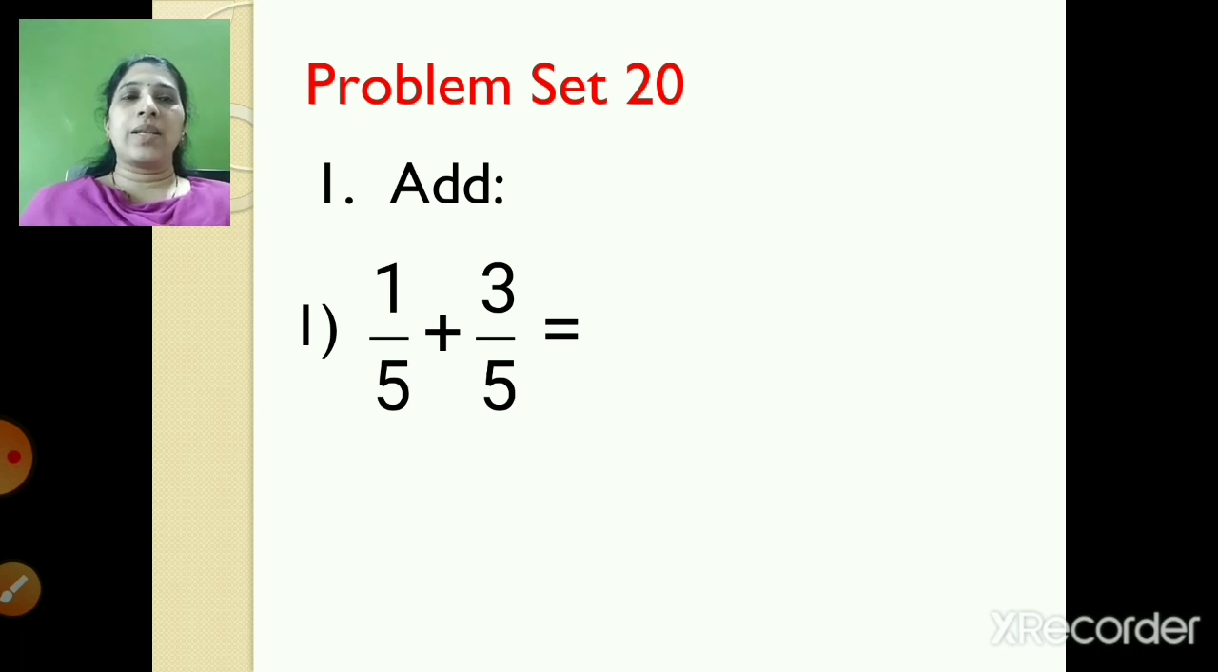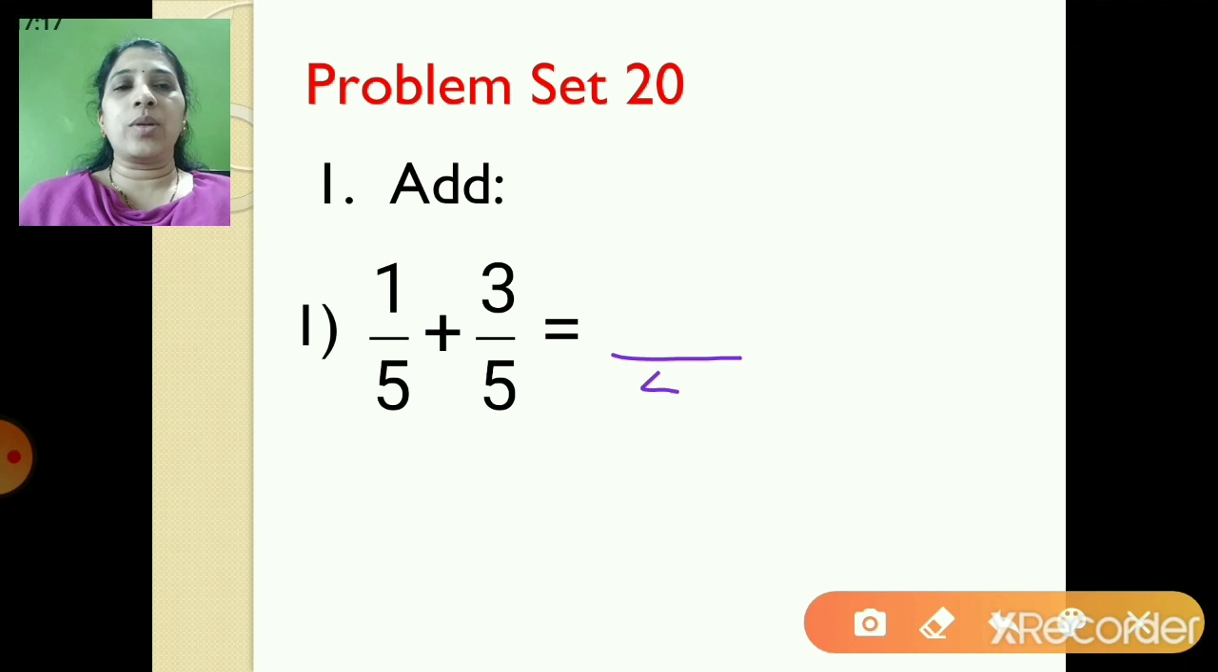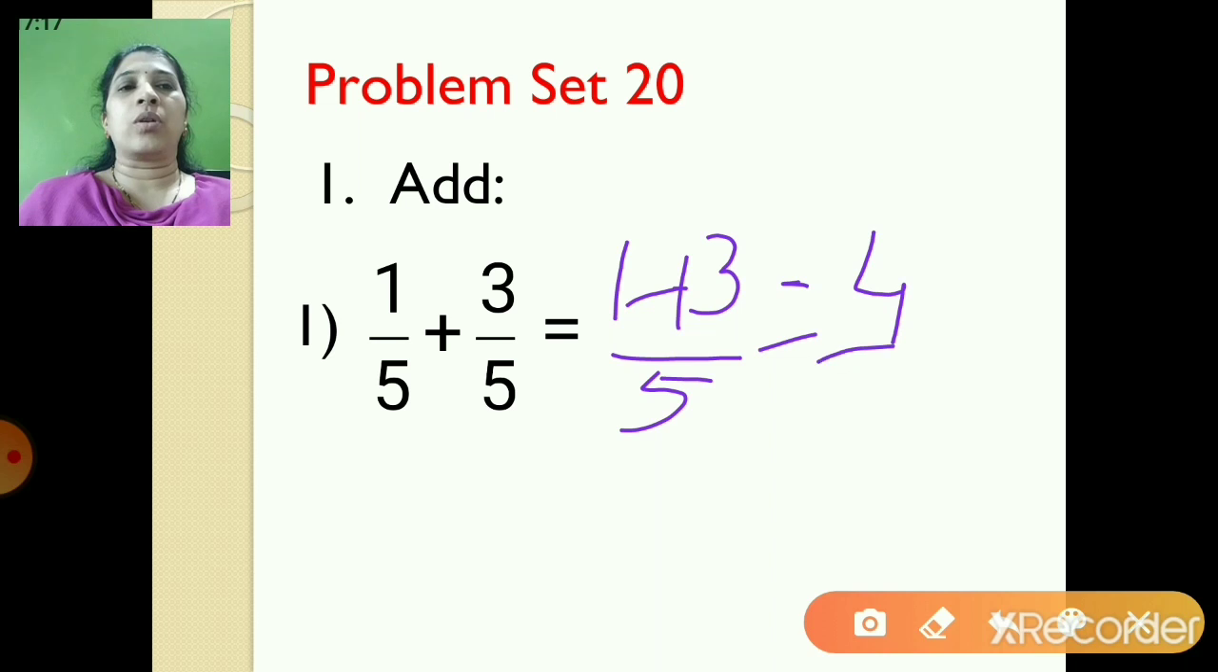What is first one is add 1 upon 5 plus 3 upon 5. So as I told you, children, denominator we are going to keep it as it is. Only the numerator we are going to add. So 1 plus 3. So what is 1 plus 3 is 4. 4 upon 5 is your answer. And before writing it, just check whether it is further divisible. No, it is not further divisible.